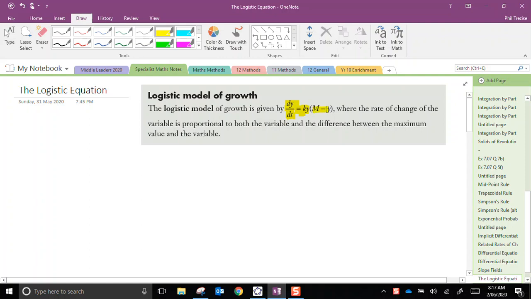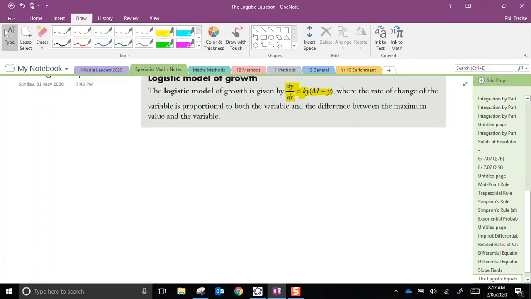But we have this extra factor here, m minus y. M is the maximum population that the environment can sustain. So as y increases, as the exponential growth takes over, then the difference between m and y becomes smaller and smaller, and eventually that factor will flatten out the growth. Now, let's take a look and see how this would work.